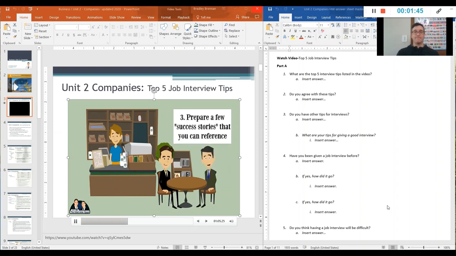Tip number three is that you need to prepare a few success stories that you can reference during the interview. What is a success story? A success story is a story from your past, work, or personal life that highlights an achievement and reflects one of your strengths. Now, tip number four is a very important one. You always need to prepare some questions to ask the interviewer. Why? Because it shows that you're prepared, knowledgeable, and enthusiastic about the job. Not to mention the fact that it'll allow you to learn as much as possible about the company and the position you're interviewing for.